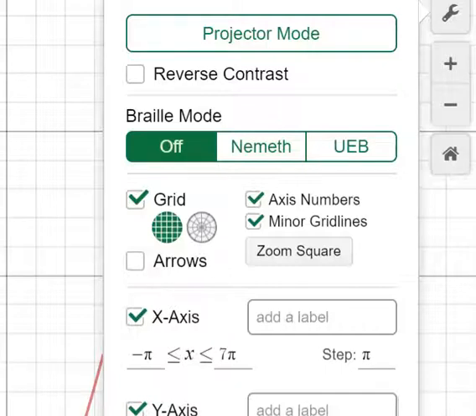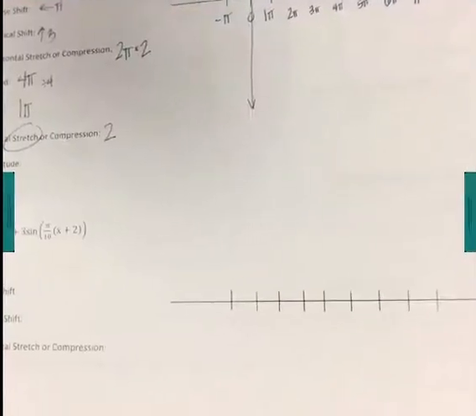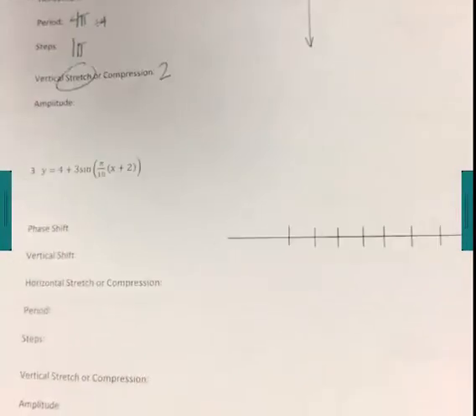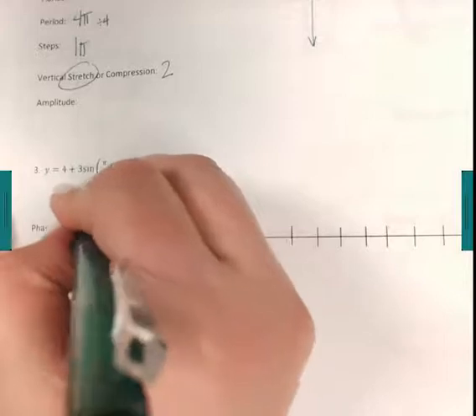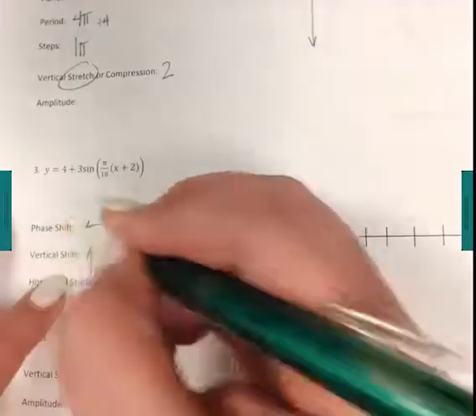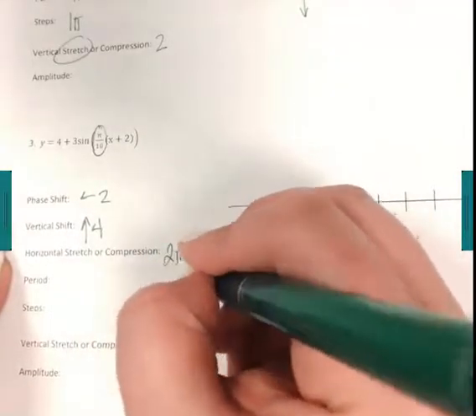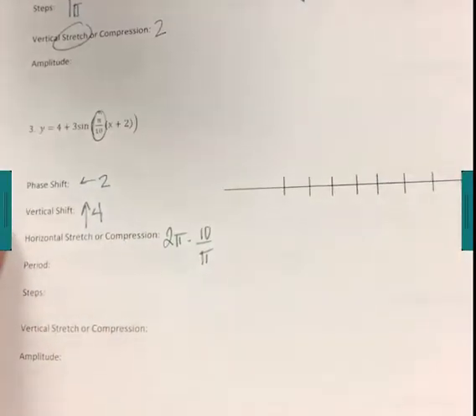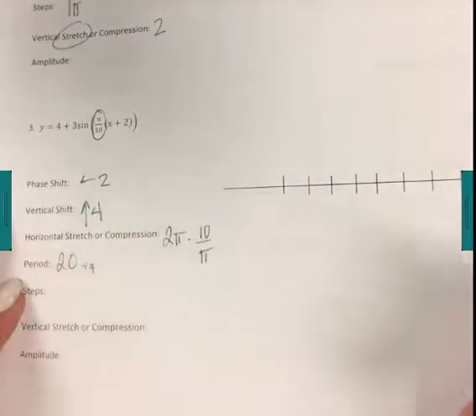Okay, so if we're doing the other number 3, which way are we shifting the graph? Okay, left 2. Then which way are we shifting it vertically? Up 4. Okay, then if I have a fraction in the middle, remember I flip it. Times 10 over pi. The pis are going to cross out. What's 2 times 10? 20. Divide that into steps of 4. It's going to be 5 each time.